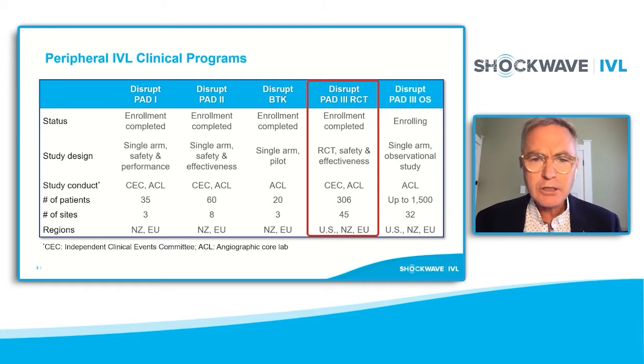Really the largest randomized controlled trial evaluating moderately to severely calcified lesions in femoropopliteal arteries to have been performed. As you can see, 345 sites in the US, Europe, and in New Zealand.